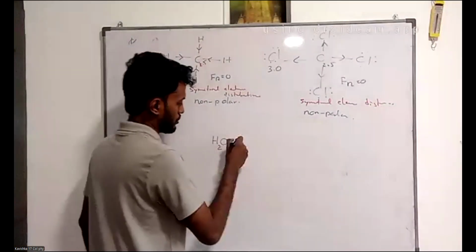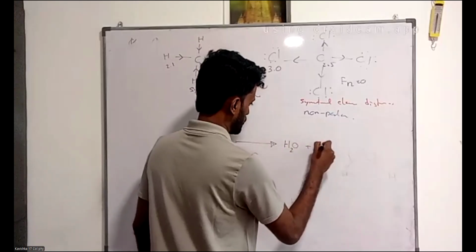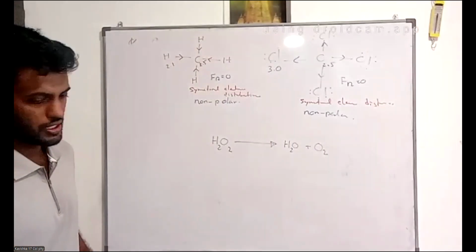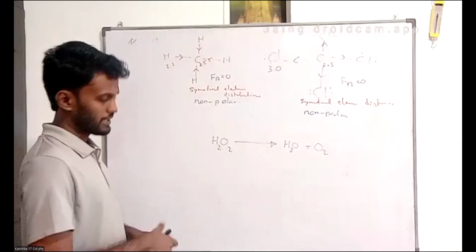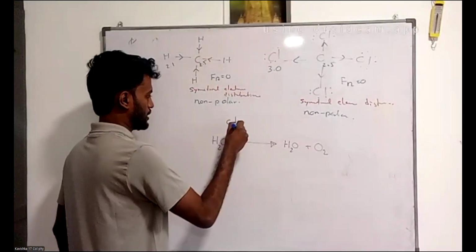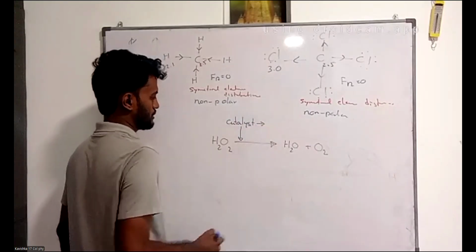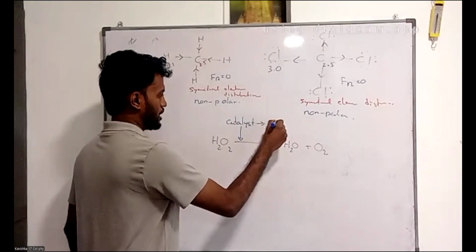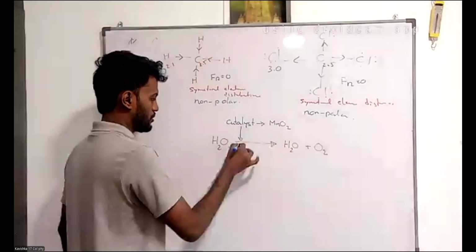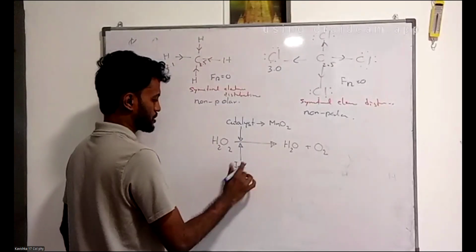H2O2 decomposes into H2O and O2. This is a reaction frequently asked in A-level past papers. A catalyst is given for this in the book, which increases the rate of reaction. What is the catalyst here? That is MnO2, manganese dioxide.